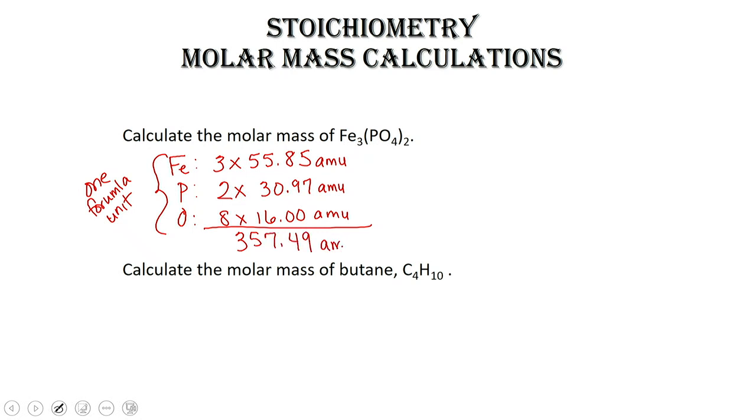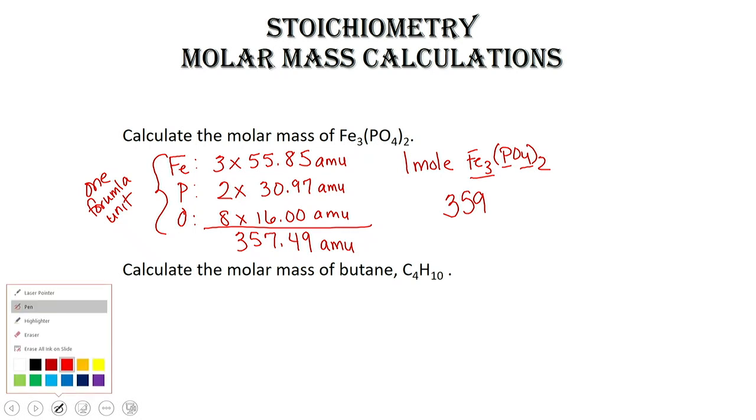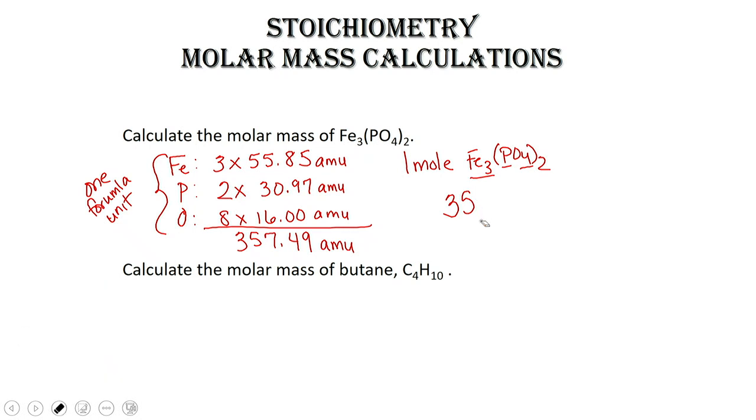357.49 AMU. But since I'm talking about 1 mole of Fe3PO4, I have 3 moles of iron atoms, 2 moles of phosphorus atoms, and 8 moles of oxygen atoms. So the mass of 1 mole is going to be 357.49 grams per 1 mole.